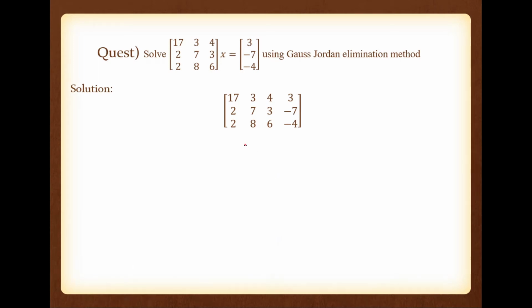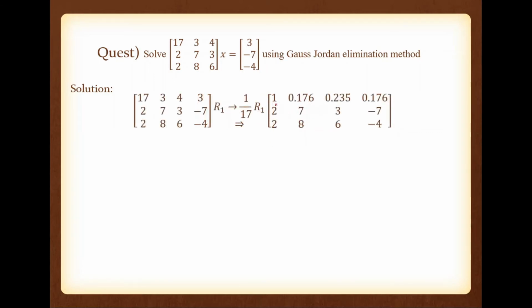So now what we have to do? Now we are going to start the first elimination. In the Gauss-Jordan elimination method, each elimination is a two-step process. The first step for the first elimination is converting this diagonal element to 1. So this is the pivot of the first elimination, and it must be 1. This is R1, so R1 is equal to R1 divided by 17. So we have the augmented matrix: 1, 0.176, 0.235, 0.176. The remaining two rows are not changed. So this is the first step of the first elimination.